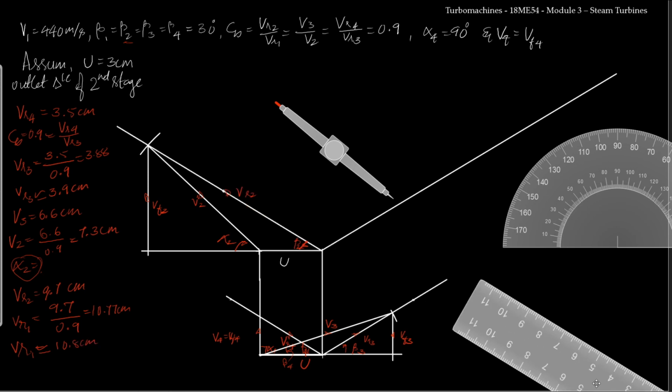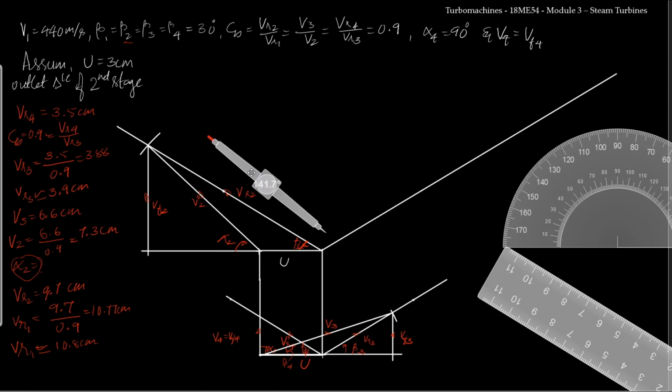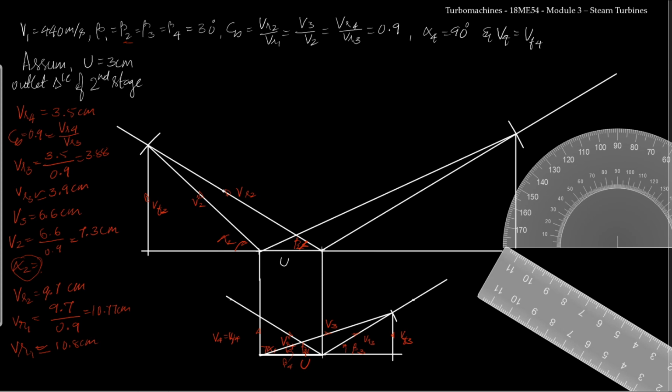Now I'll take the protractor, I'll place it over here and I'll increase the length to 10.8 centimeters. Where the arc cuts our VR1 line, I'll draw a line from here till there. This will be our V1. I'll complete the inlet velocity triangle by drawing a vertical line and a horizontal line.